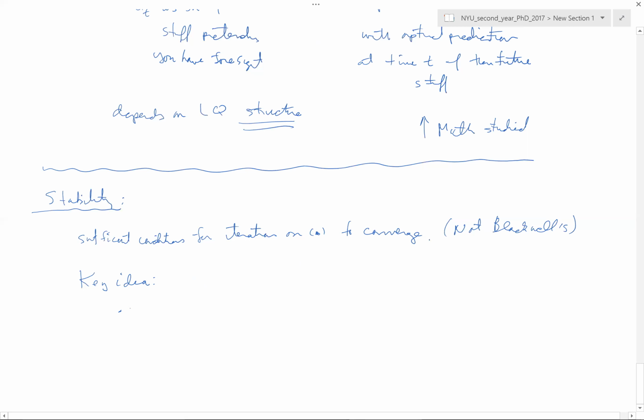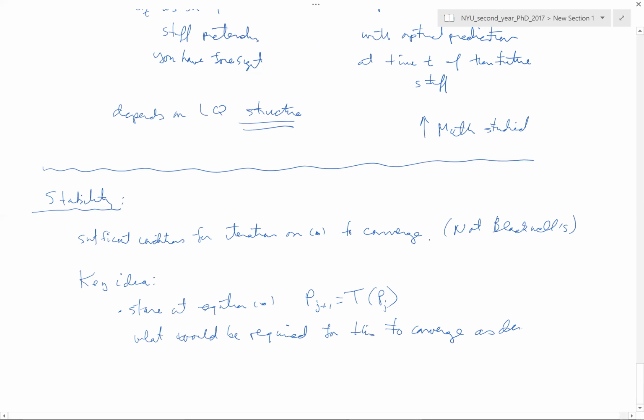The first thing is they stare at that equation star. So remember what the equation star was. It was iterations on this, really this counterpart of the Bellman operator. They stare at that, and they stare at all the components. And they say, what would be required for this to converge? This is what I think they were doing.